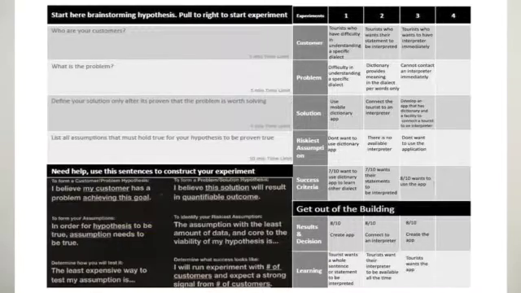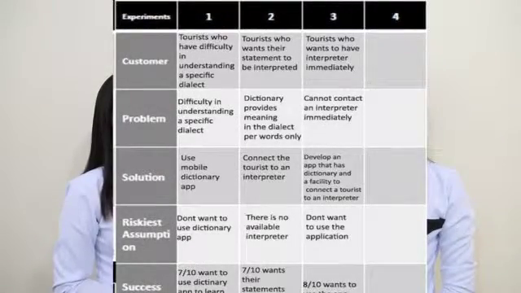We experimented using the validation board, wherein in our first iteration, the customer problem is tourists who have difficulty in understanding a specific dialect. So the solution is tourists use a mobile dictionary application. The riskiest assumption: they don't want to use a dictionary application. So the success criteria: 7 out of 10 want to use a dictionary application to learn other dialects.